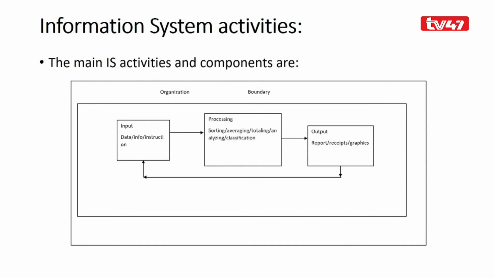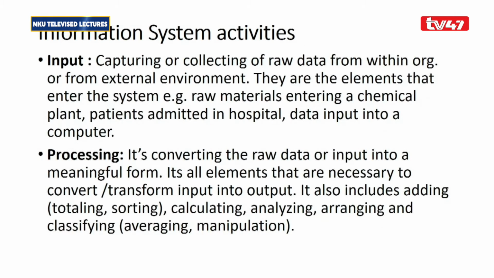Then a system will have the organization for which it is carrying out the different operations, and then a boundary. Every system has a boundary, and the boundary defines the scope of that system. So it's just good to realize that every information system has those three main components. We have input, we have processing, and we have output. Then let's see what input is.